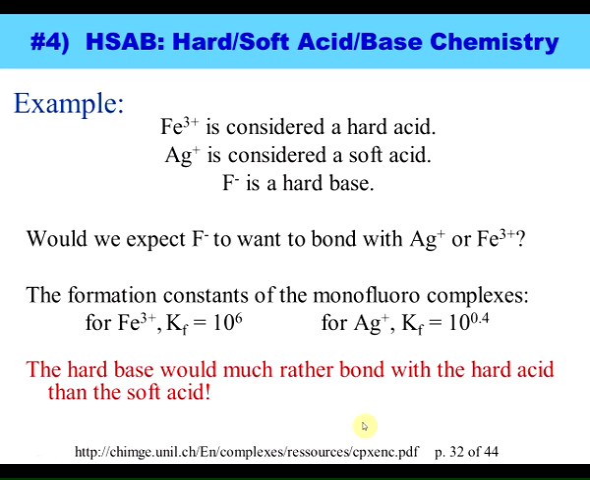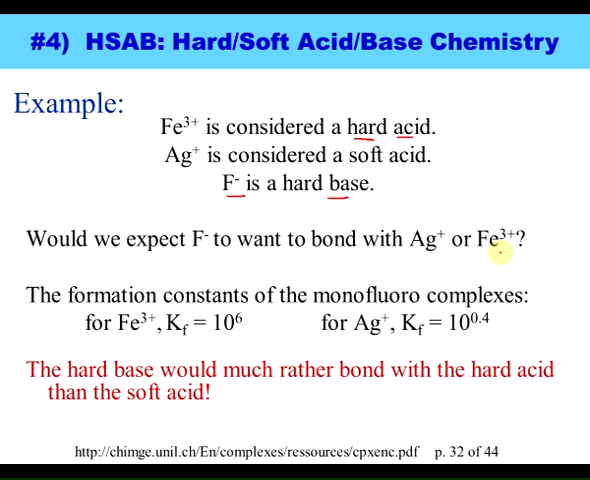So here we have an example demonstrating the hard-soft acid-base theory and explaining how it can explain the stability of some complexes. So we're going to look at the fluoride ion. So fluoride is a hard base. So you've got a very tight electron cloud around that fluoride. And iron 3+ is considered a hard acid. Whereas the silver, remember, it's got a lower charge, so the electron cloud is going to be fluffy, so this is going to be a soft acid. So the question is, would we expect fluoride to want to bond to the silver +1 or the iron 3+?